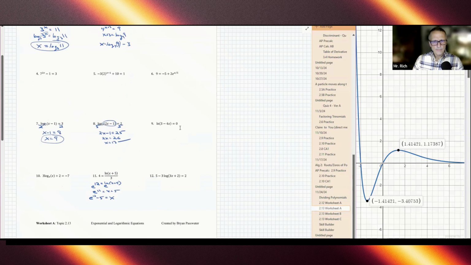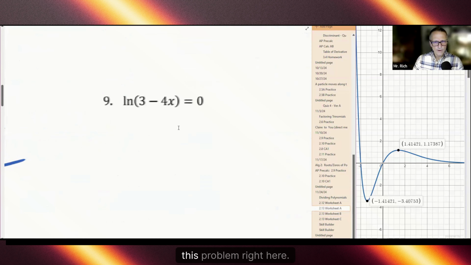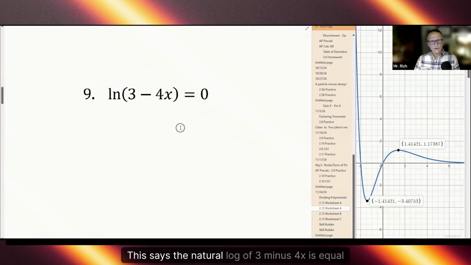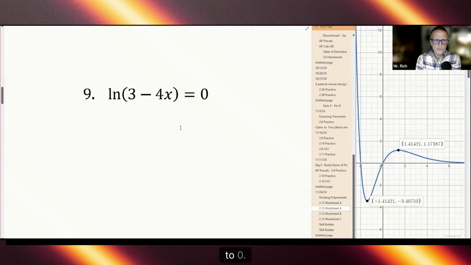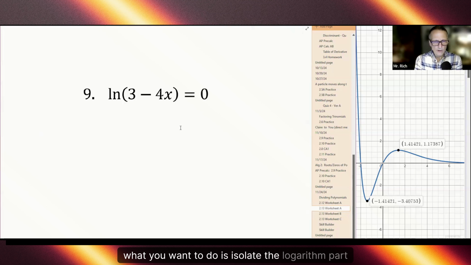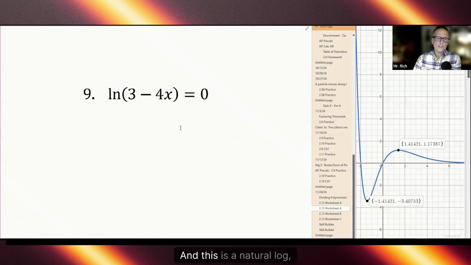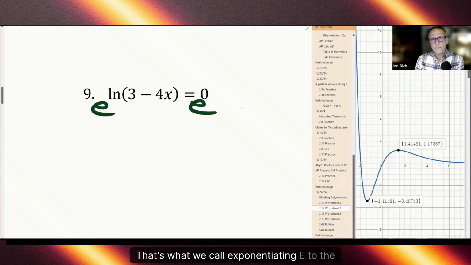All right, let's try this problem right here. This says the natural log of 3 minus 4x is equal to 0. Well, if you're going to solve a log equation, what you want to do is isolate the logarithm part on one side, and that's already been done for us. And then you're going to do something called exponentiation. You're going to raise a power on both sides that matches the base of the logarithm. And this is a natural log, which is a log base e. So I'm exponentiating with an e. That's what we call exponentiating.